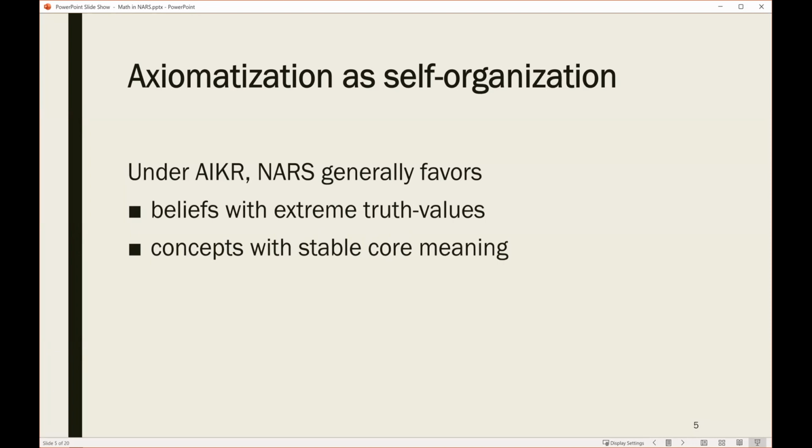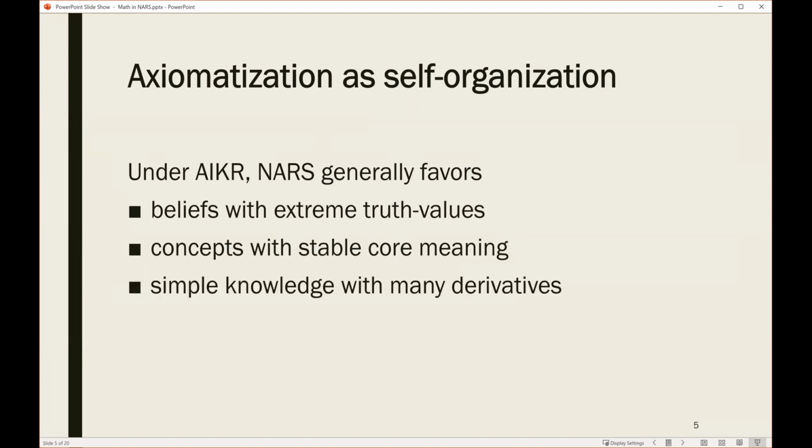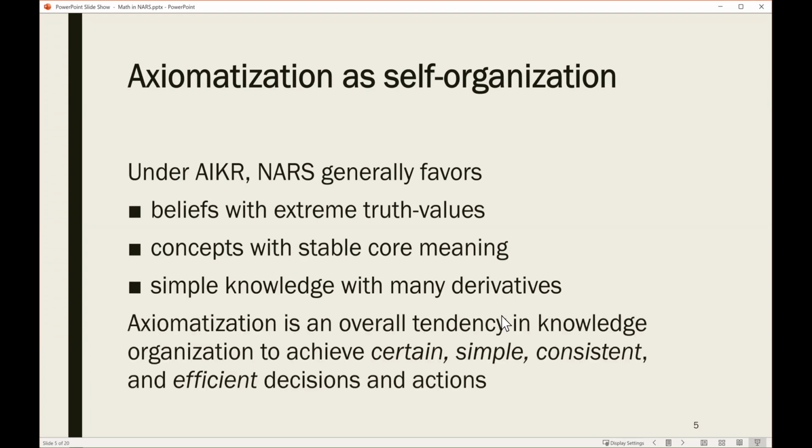Even though we allow all the meaning to change over time, the system favors concepts with a relatively stable core meaning. On the other hand, if some concept's meaning changes too much, the system will not like it. Also, the system prefers simple knowledge with many derivatives. That is, you don't have to remember everything, you just remember a small part of it, and you derive the other things from it. So this tendency actually is a tendency of moving to an axiomatic system.